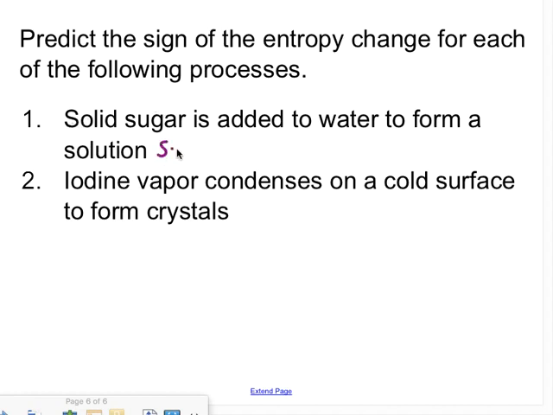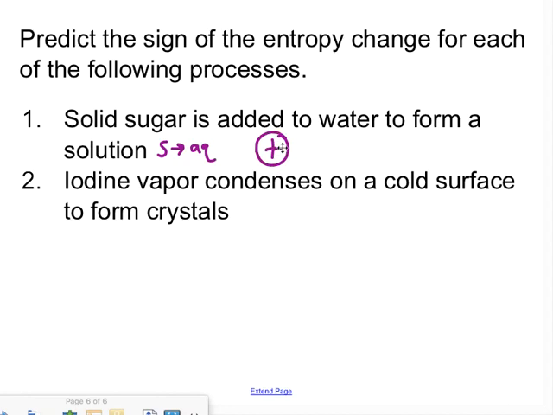And just imagine sugar molecules as a solid versus sugar molecules in the aqueous state. There's more possibilities for their position when they're aqueous. So when I dissolve the sugar, I'm going from lower entropy to higher entropy. So entropy is increasing. So the sign of the entropy change would be positive because entropy is increasing when I dissolve the sugar. All right.